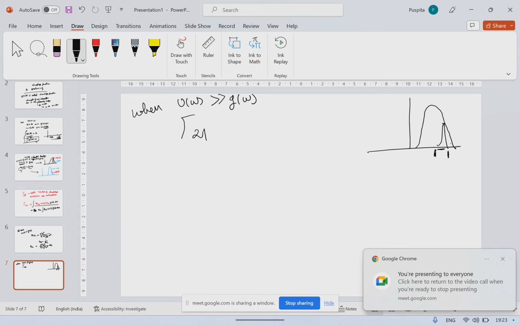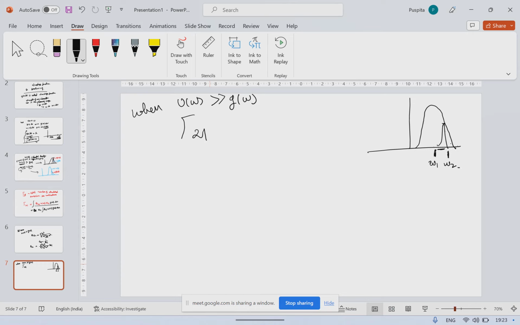G omega is between, let's say, omega 1 to omega 2. And you can say that it is almost... let me draw it properly. It is G omega. Okay, sorry. This is omega 1, this is omega 2. And here you can see between omega 1 and omega 2, the U omega.